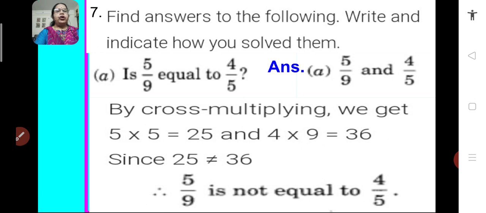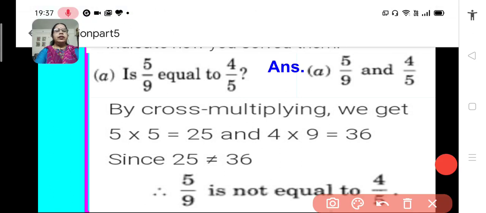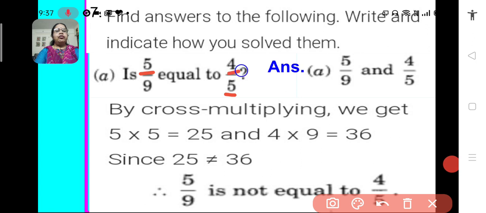Now, problem number 7. Find answers to the following. Write and indicate how you solve them. A, is 5 upon 9 equal to 4 upon 5? How do we decide whether they are equal or not? By cross multiplying. When we multiply 5 and 5, we get 25, and when we multiply 4 and 9, we get 36. So these two cross products are not equal.